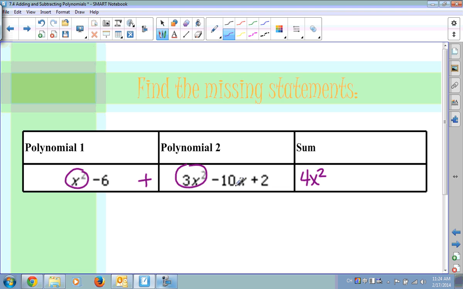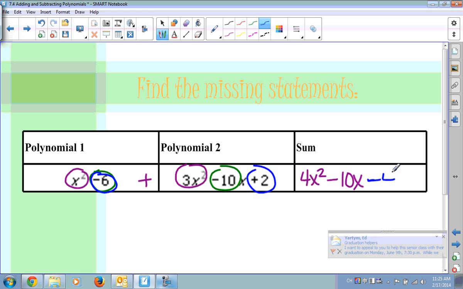Can I combine negative 6 and negative 10x? Nope. So I just have how many x's? Negative 10. And then we have our numbers, negative 6 and 2 is minus 4. And that's it. So adding's pretty easy.